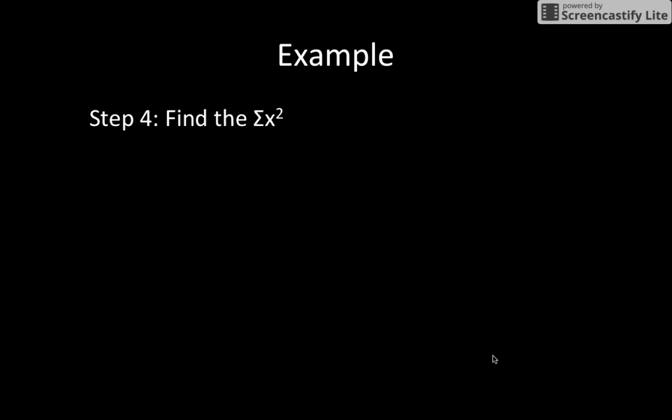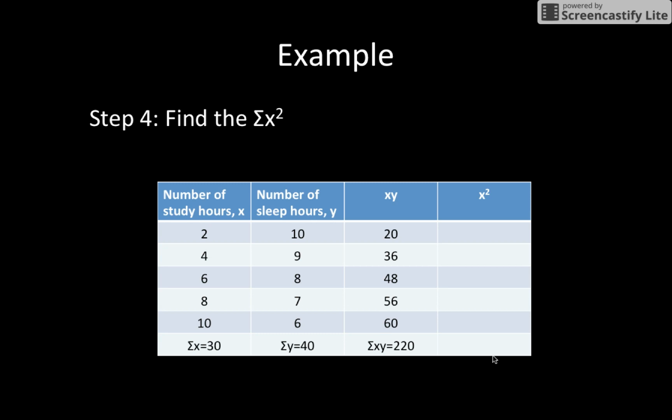Now you want to find the sum of x squared. So we're going to add a column again. To find x squared, you're going to take your x value, which the first one is 2, and square it to get 4. The next one, you take your 4, square it to get 16. And then 6 squared is 36, 8 squared is 64, and 10 squared is 100. Adding all those together gives you the sum of 220 again.